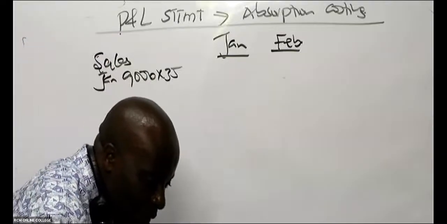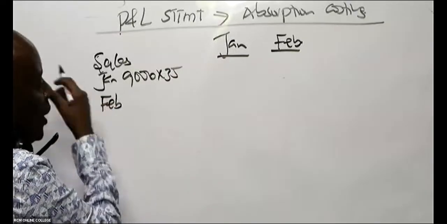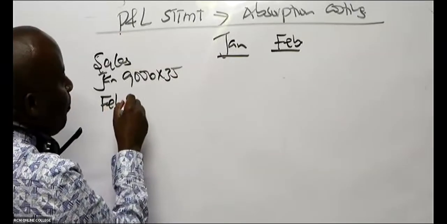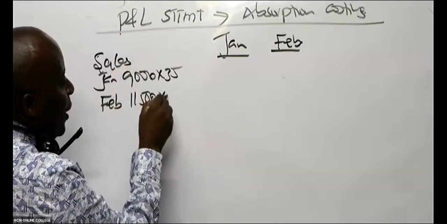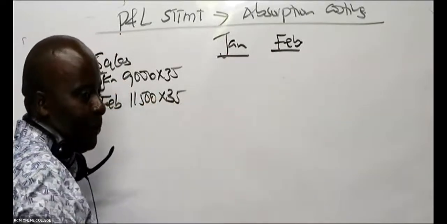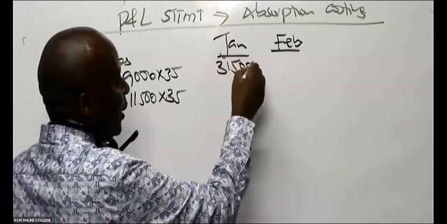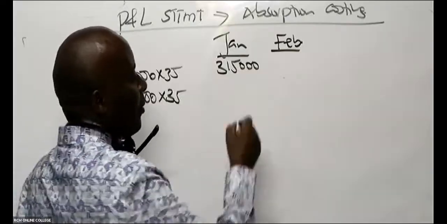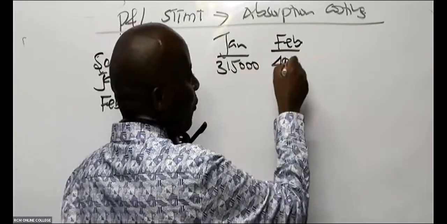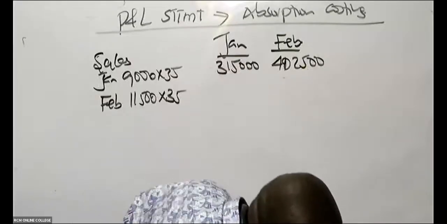In this case here, we have January, and then we have February. So February is how much here, somebody? 11,500 times 35 selling price. Can you kindly give me these figures? The first one is 315,000. The second one? 402,500. Thank you so much.